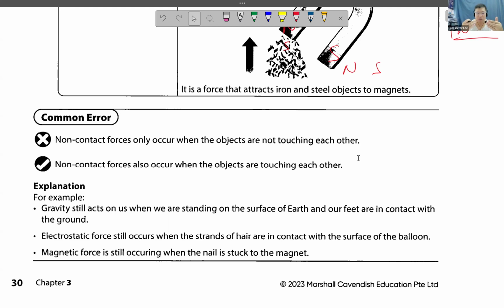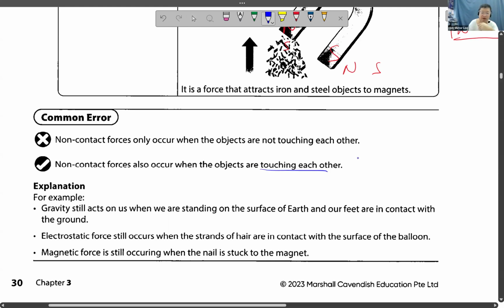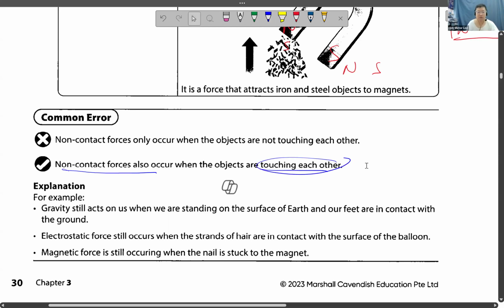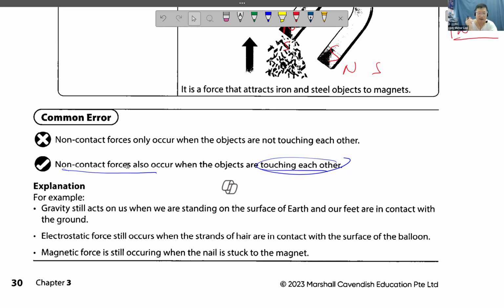In other words, non-contact force means you don't need contact to have interaction. You don't need the contact, but they can be touching. So a non-contact force will also occur when they are touching each other, but you don't need them to touch. Are you with me? So you must differentiate. In case an MCQ comes out, non-contact doesn't mean they cannot be touching. A magnetic force is still a non-contact force, despite the fact that they attract and touch. Attracting is still a non-contact force because you don't need contact, but it does contact.